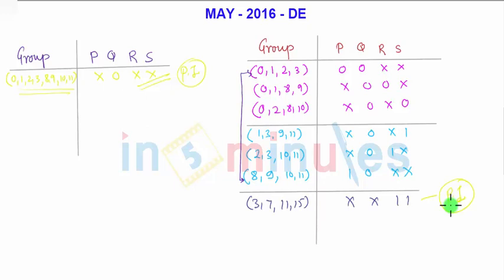So let me write down the prime implicant part here. So prime implicant, two prime implicants I have. This prime implicant is RS, so this is RS, and this prime implicant is Q bar, so this will be Q bar.